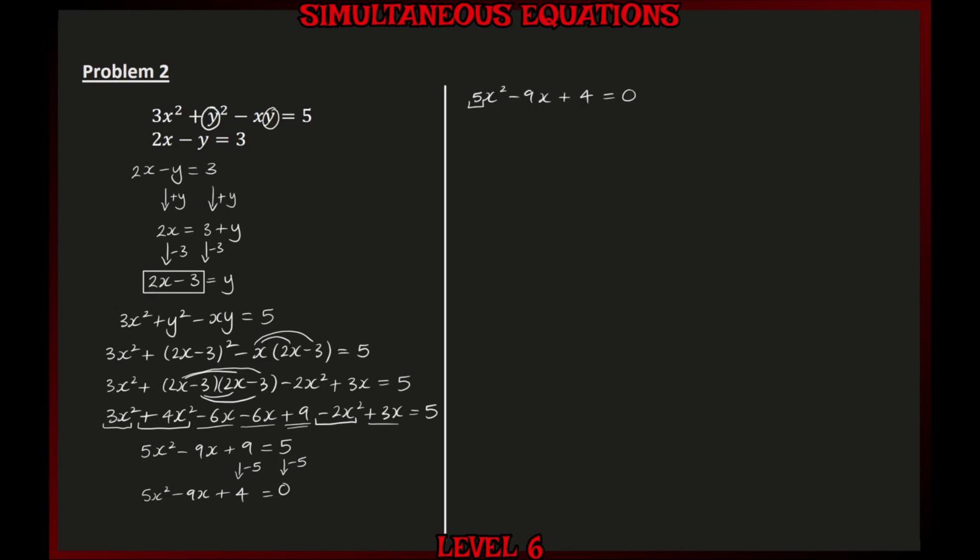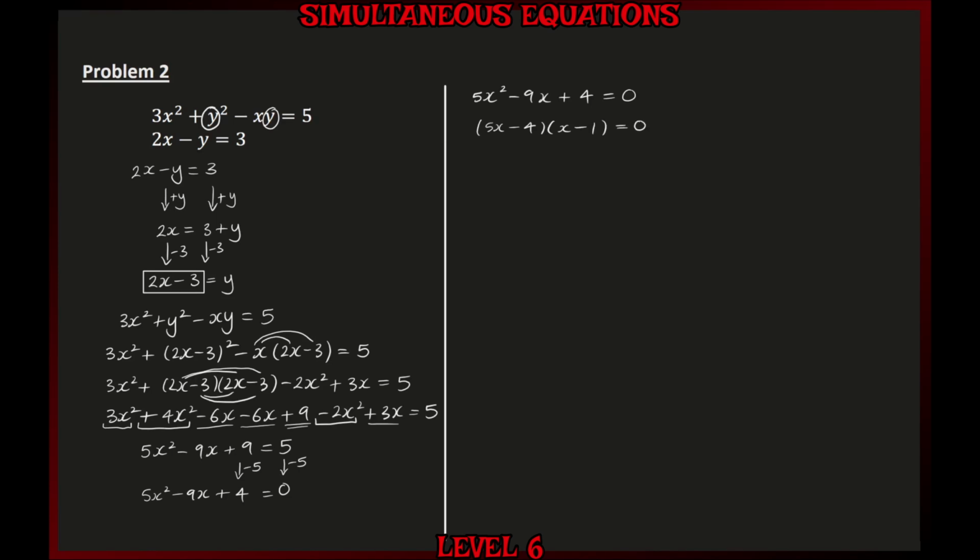Now, since we have a 5 in front of the x squared here, the easiest method to use is probably to use the quadratic formula and to substitute in our values of a, b and c. For this example, I'm going to factorise. So this becomes 5x minus 4 multiplied by x minus 1, and that's equal to 0.